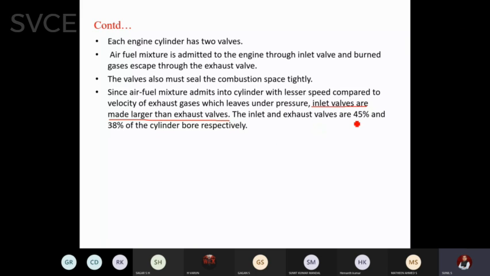So the inlet and exhaust valves are 45% and 38% of the cylinder bore. What do you mean by cylinder bore? Assume this as a cylinder, and this is a piston. Just a rough sketch I am showing you. This is the piston. Here you will be having the inlet valve and the outlet valve. This is the bore diameter, the cylinder bore diameter, the inner diameter. So usually the inlet valve will be 0.45 into D, and the outlet valve will be 0.38 into D. I have explained the reason why.